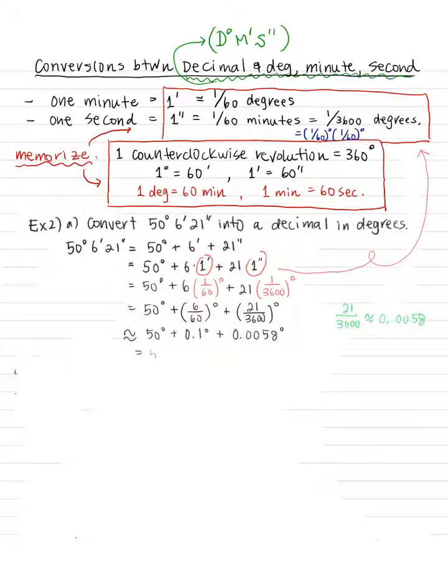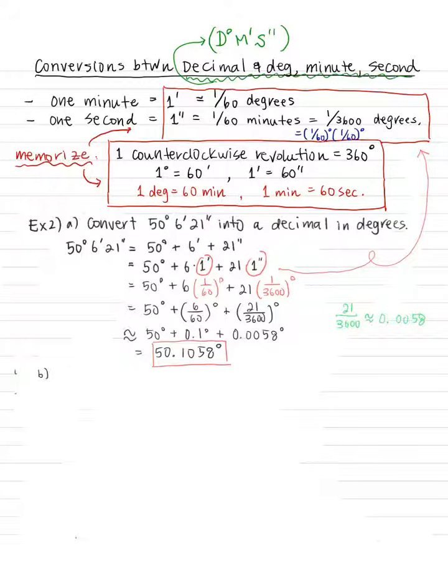So this is going to be 50 degrees. Oh, sorry. Let me just go back. Putting it all together, so this is going to be what? 50.1058 degrees. And that's going to be our answer. Okay, then let's do another example. The more examples that we do, the better we're going to get at this stuff.